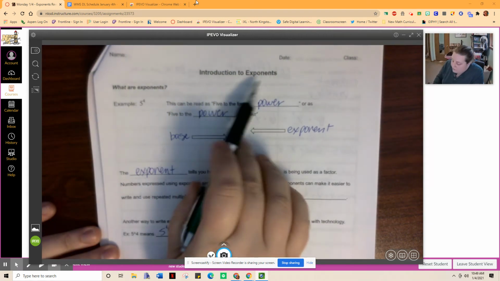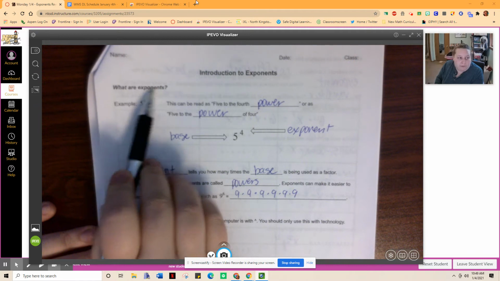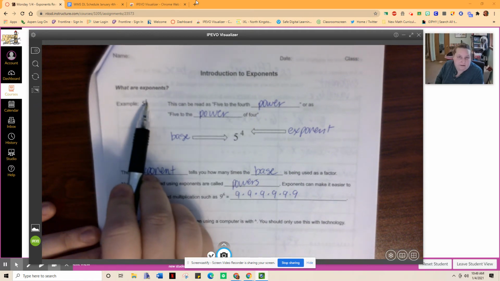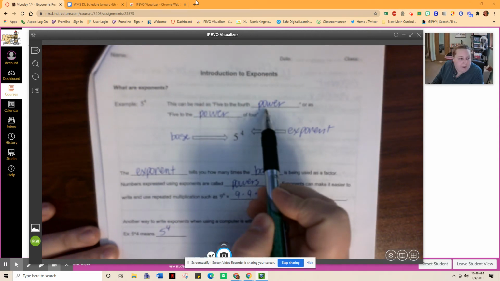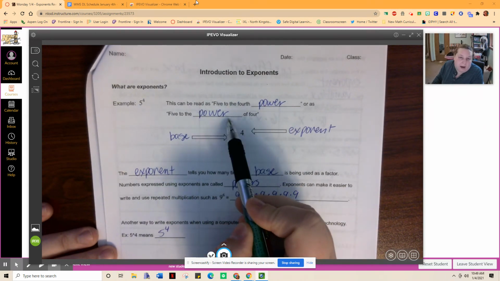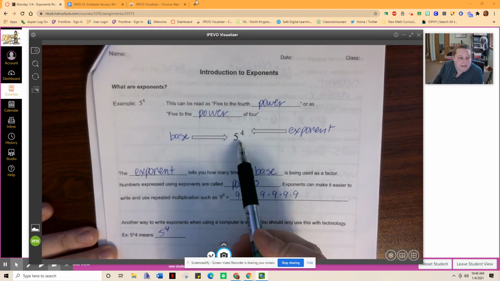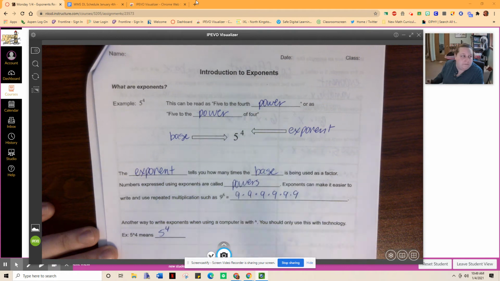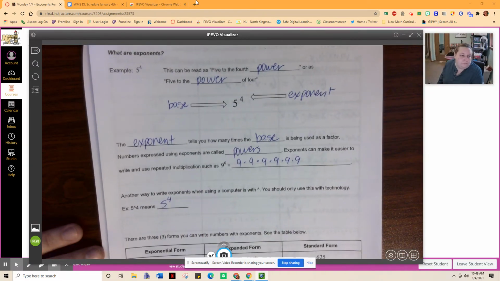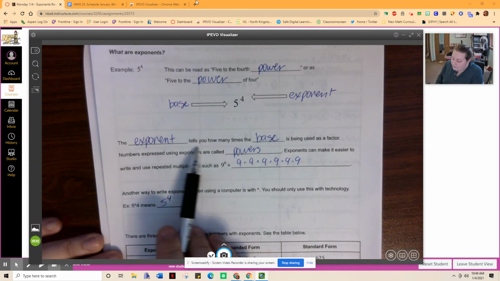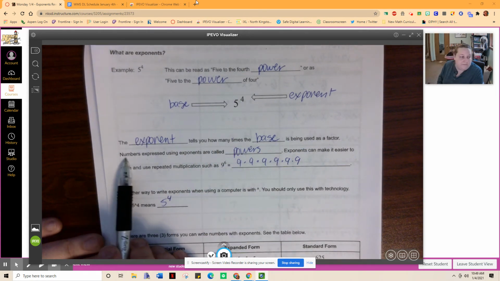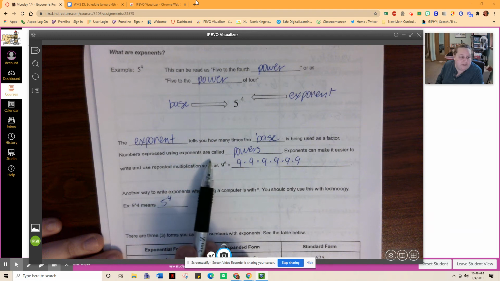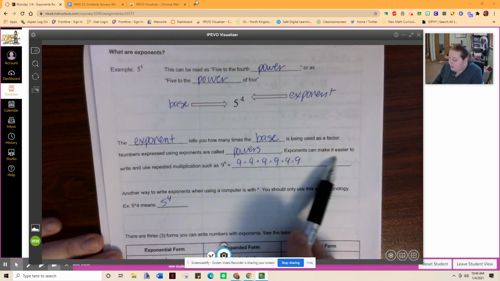Introduction to Exponents, what are exponents? We have this example of 5 to the 4. This can be read as 5 to the 4th power or as 5 to the power of 4. In this example, 4 is called the exponent and 5 is called the base. The exponent tells you how many times the base is being used as a factor. Numbers expressed using exponents are called powers.